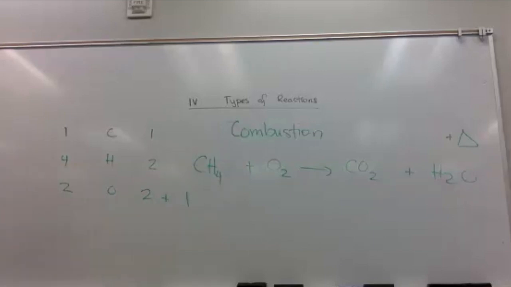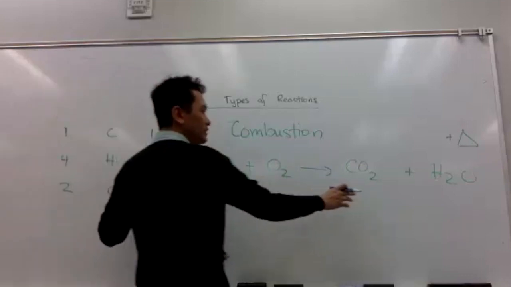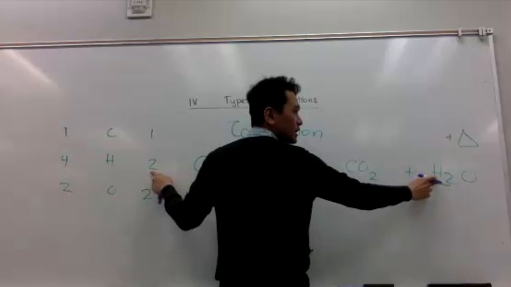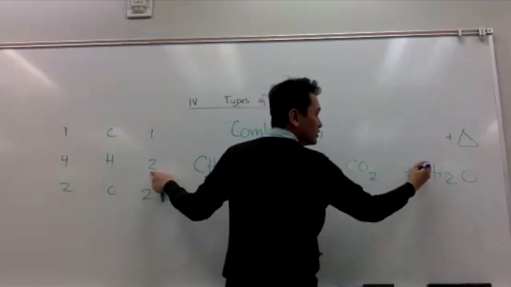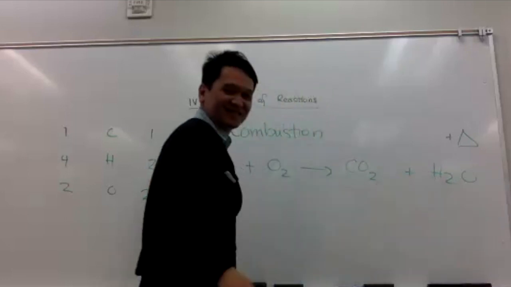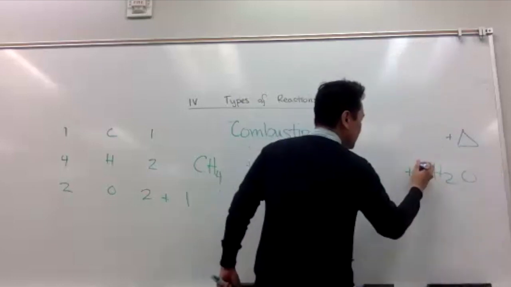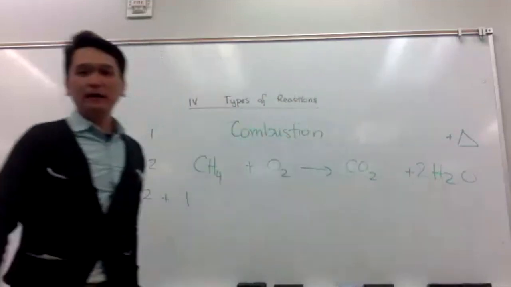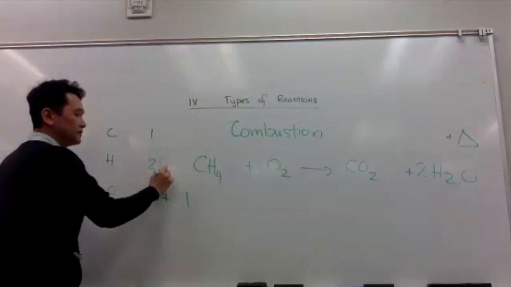Everyone good so far about the counting? So we just go down the list. Is carbon happy? Pretty much happy. Is hydrogen happy? No. 4 here, 2 here. How do I make this become a 4? So go over here. Where's hydrogen? Hydrogen's here, right? If it's 2, how do I make it become 4? You have to multiply it by 2. So you add a 2 as a coefficient. So that makes this a 4, right?